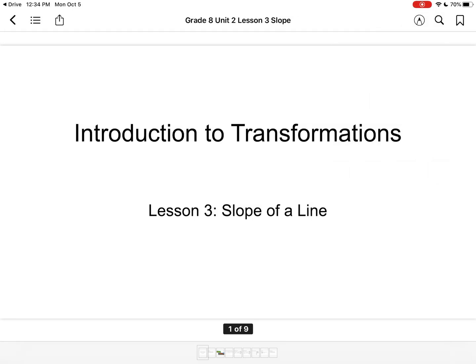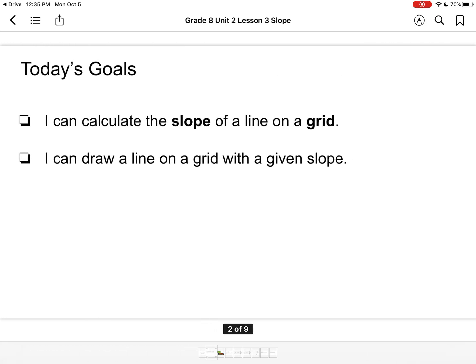Welcome back to the unit on transformations. Today's lesson is about slope of a line. You will learn how to calculate the slope of a line on a grid and how to draw a line when you're given the slope.